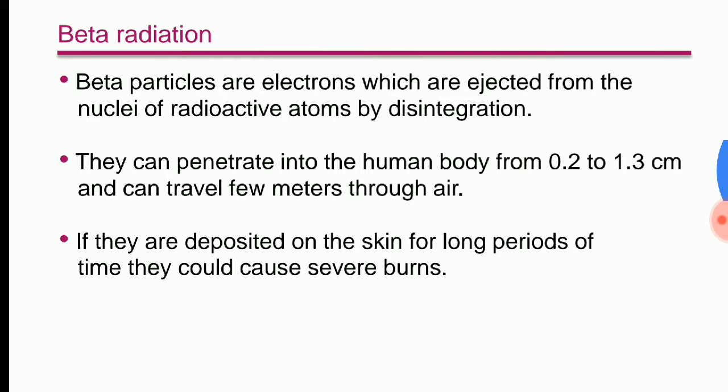Next, beta radiation. Beta particles are electrons which are ejected from the nuclei of radioactive atoms by disintegration. They can penetrate into the human body from 0.2 to 1.3 centimeters, and can travel 5 meters through air. If they are deposited on the skin for a long period of time, they could cause severe burns.